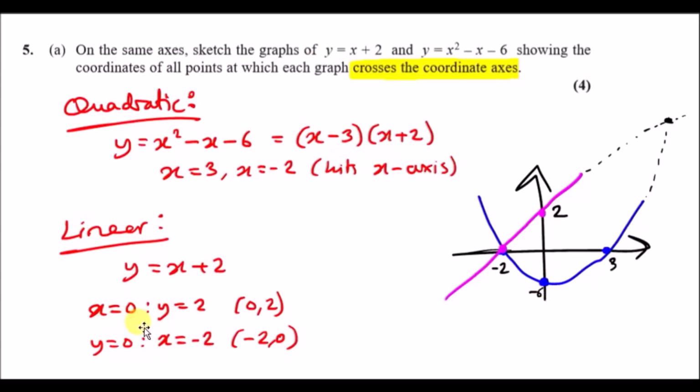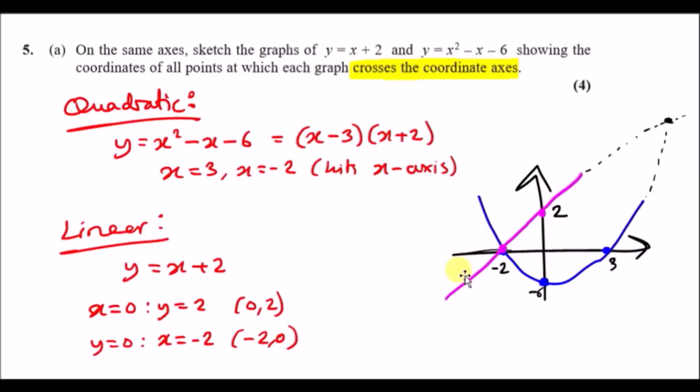You literally just plug in where it hits the axis. So what I did here is I plugged in 0 for x, and I got 2. So our first coordinate is 0, 2, which is up here. And the second one is when I figure out where it hits when y is 0. That is x equals minus 2, which is over here. And then you just connect the line.